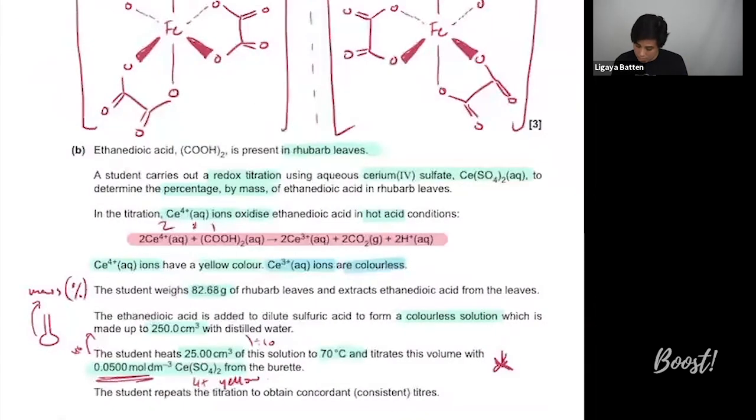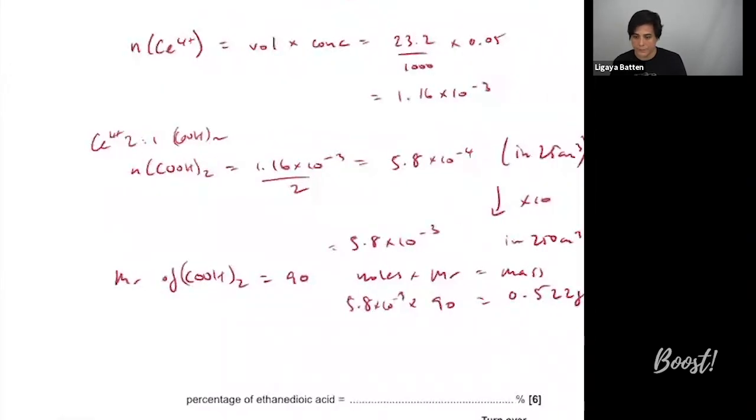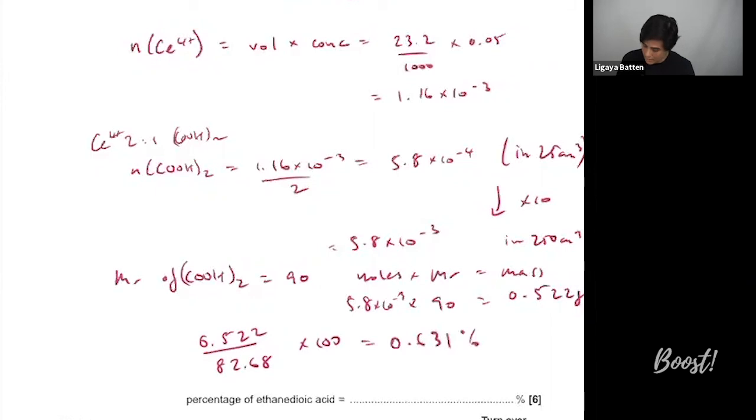And then the original rhubarb was 82.68 grams. So we do 0.522 divided by 82.68 times 100 to get our percentage, and that gives 0.631 percent. I'm not sure exactly what the calculator value is, because I wrote down my answer earlier, but whatever the calculator value is, you need to make sure that this is expressed to 3 significant figures.